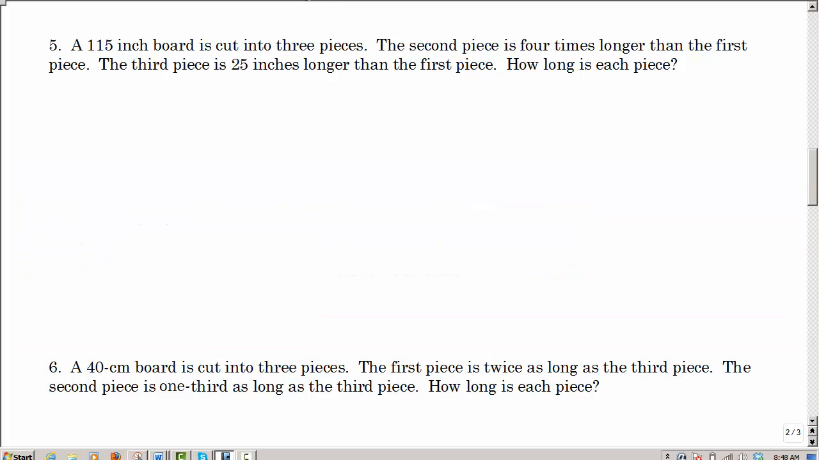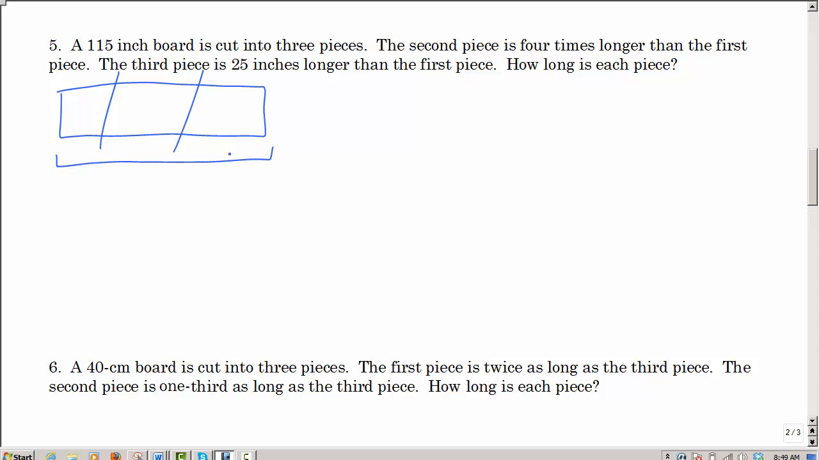Now we're going to move on to some other situations. Again, just practicing using different words. Number 5, we have a 115-inch board is cut into 3 pieces. Let's just stop right there. So I'm going to draw a board, and I'm going to chop it into 3 pieces. Might not be to scale, okay? So that means the whole length of the board is 115 inches from end to end.